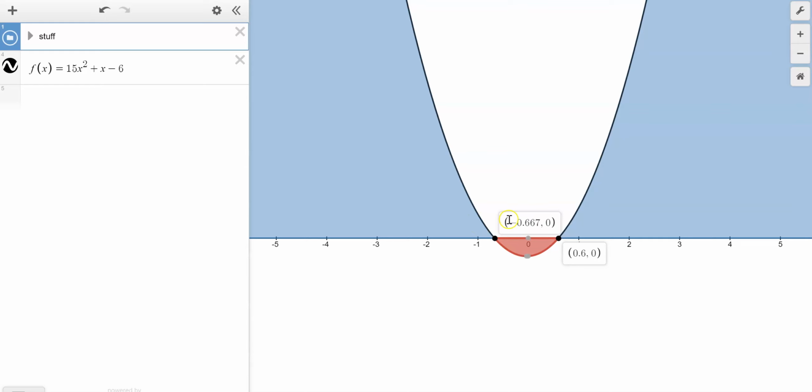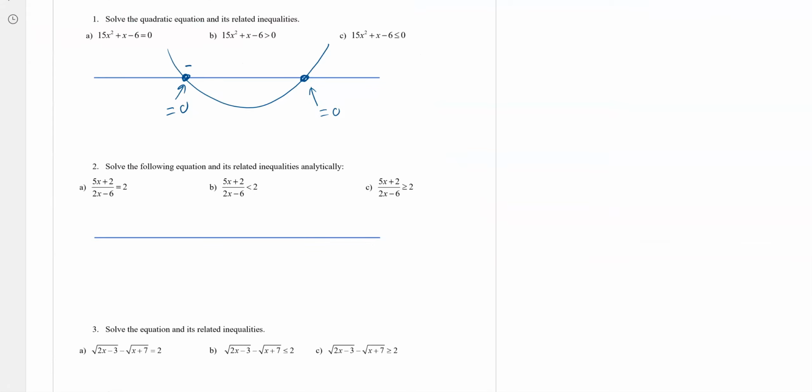You can see at negative 0.667 we get 0, and at 0.6 we get 0. So we have negative 0.667 and 0.6. So our answers here are x equals negative 0.667 and x equals 0.6. Let's move those down to the bottom. Down here, and we put a. So that's our solution set for this. Like I said, you could say negative 2/3, and that would be 3/5 if you want as well. But those are your answers.